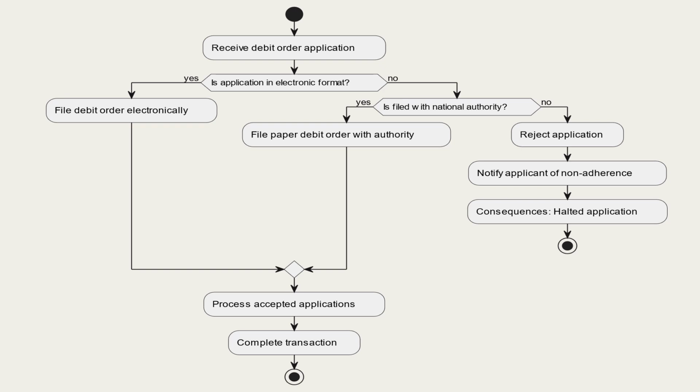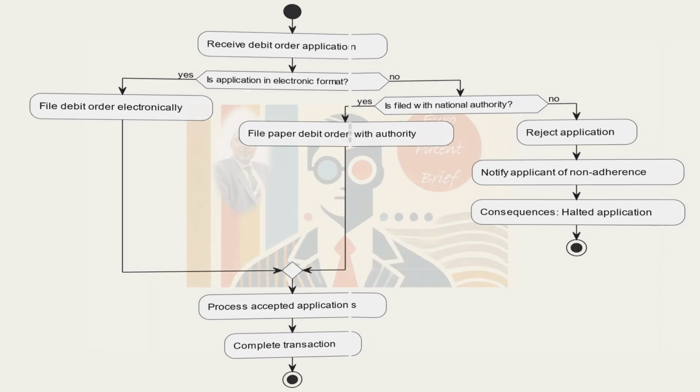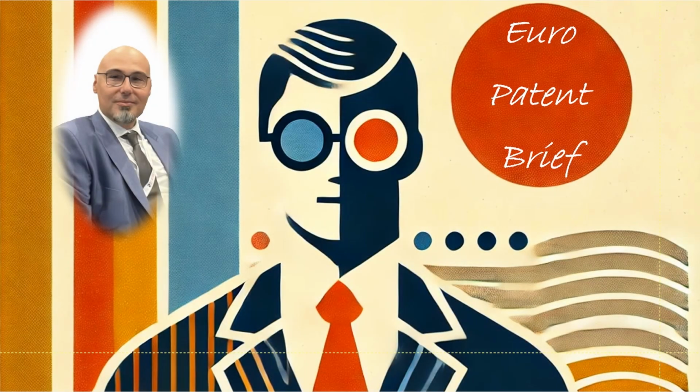Exceptions. There's a small exception. If you file with a national authority, and it's on paper, a paper debit order on the mandatory Form 1020 is accepted. But even then, you need to ensure this form is included with your application at the time of filing. Pause here. Reflect on this process. Do you understand the importance of these debit orders? Why is it so crucial to follow these specific formats? Think about the consequences of not adhering to these rules.